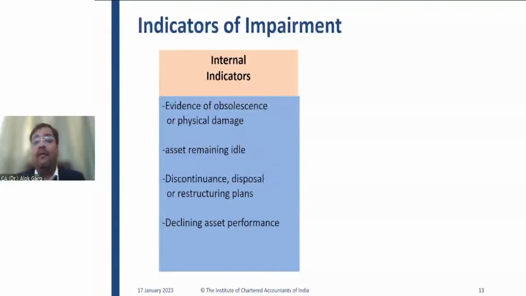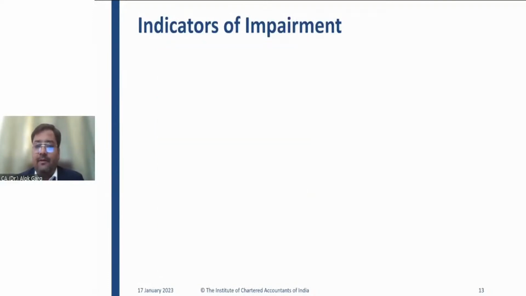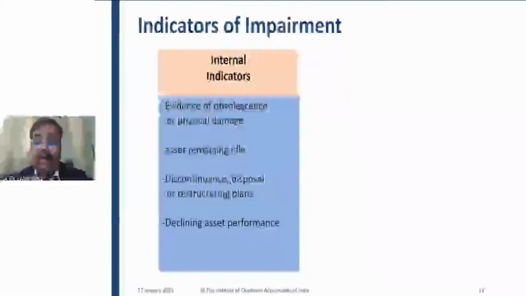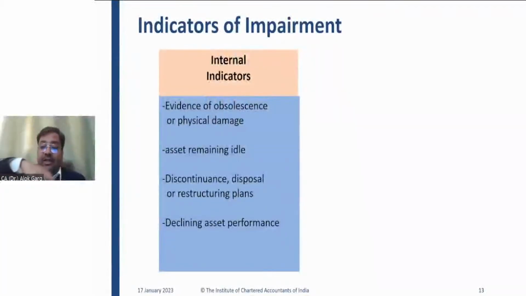Now, what are the indicators of impairment? Have you seen the car? There are two indicators, left indicator, right indicator. Likewise, impairment also has two indicators. The internal indicator arises within the entity, right? What is an external indicator? It is beyond the entity, outside the entity, right?